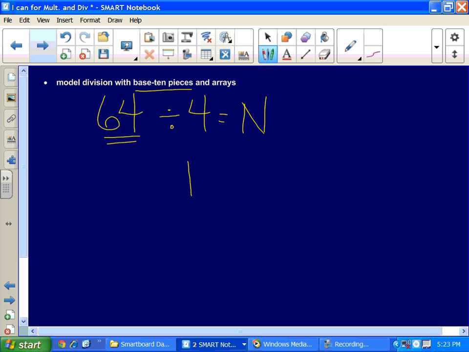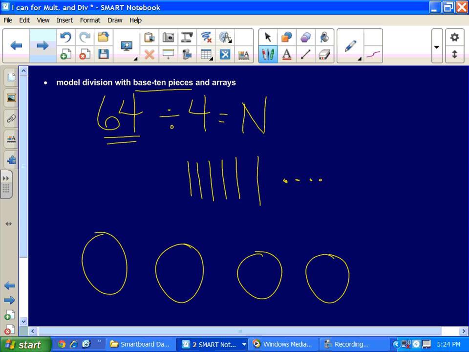So I can write 64 as 1, 10, 20, 30, 40, 50, 60, 1, 2, 3, 4. And I'm going to try to put that into 4 equal groups. Right? So how many could I put right from the start? Well, I can put a 10 in each one. So if I put a 10, a 10, a 10, a 10, I've used 4 tens, because 4 times 10 is 40.